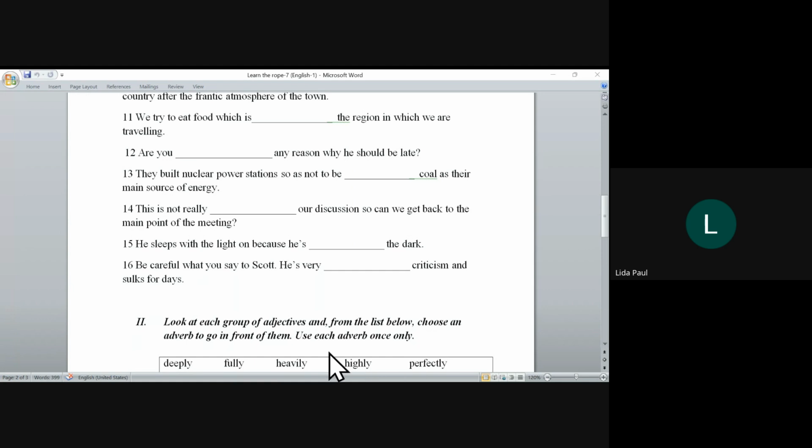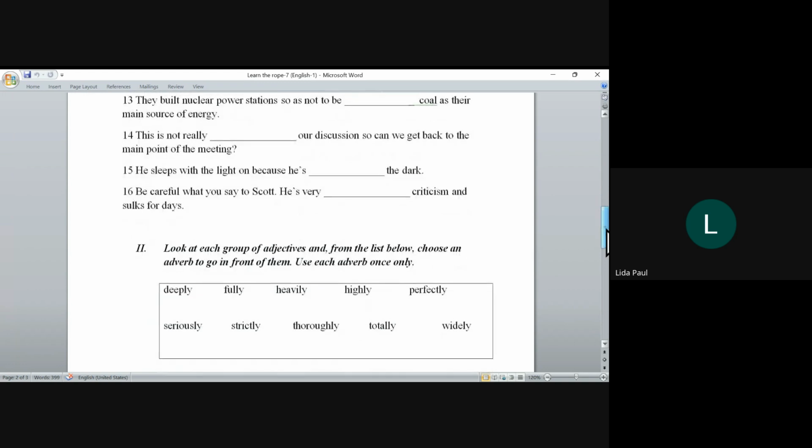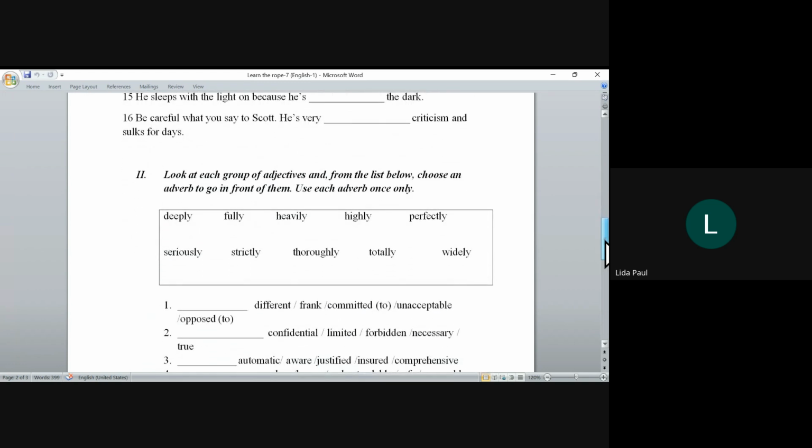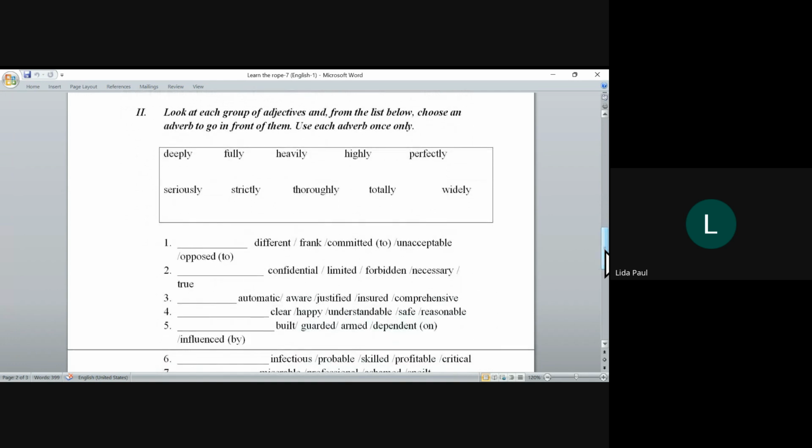Give me a moment, I'll scroll it down. Now, the next one is again between adjectives and adverbs. Can you tell me what kind of collocation this is, at least the people who attended the last class? When you are looking for collocations between adverb and adjective, what kind of collocation is this? Is it weak or strong?